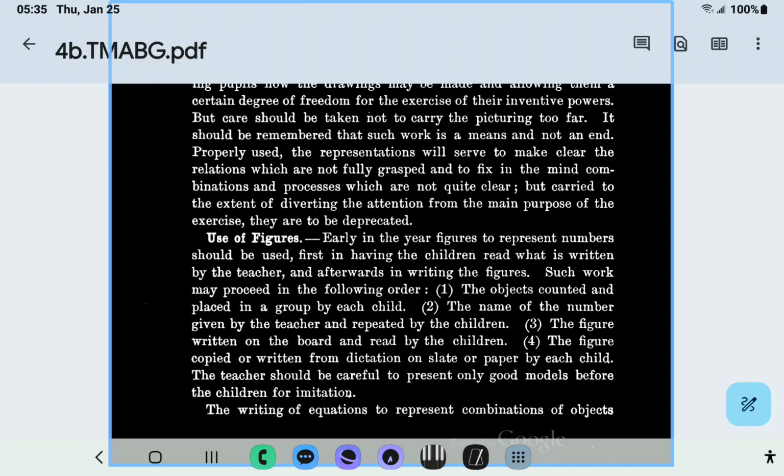1. The objects counted and placed in a group by each child. 2. The name of the number given by the teacher and repeated by the children. 3. The figure written on the board and read by the children. 4. The figure copied or written from dictation on slate or paper by each child. The teacher should be careful to present only good models before the children for imitation.